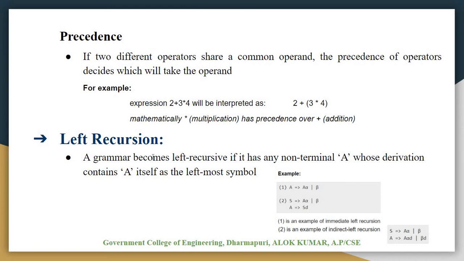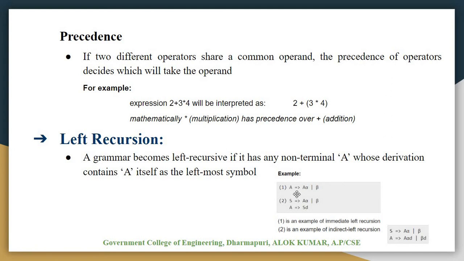A grammar becomes left recursive if it has any non-terminal A whose derivation contains A itself as the leftmost symbol. You can see with this example why we are studying left recursion: if a grammar has left recursion, we have to remove it and make that grammar free from left recursion.